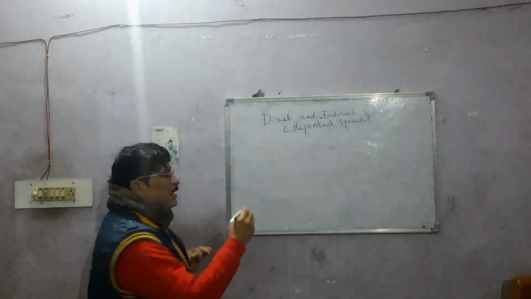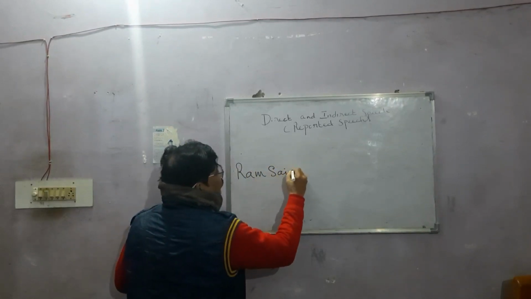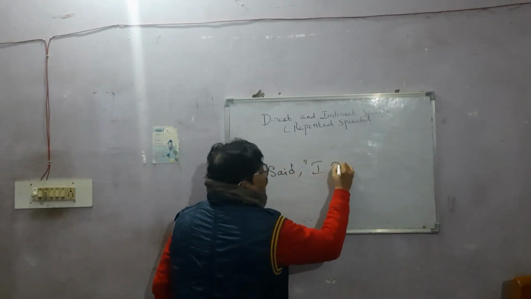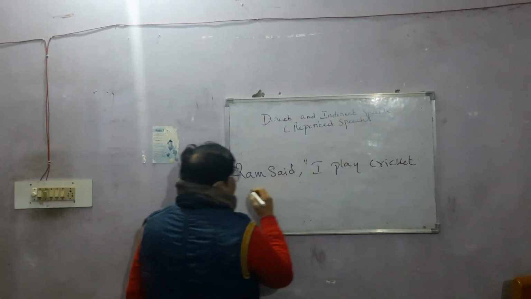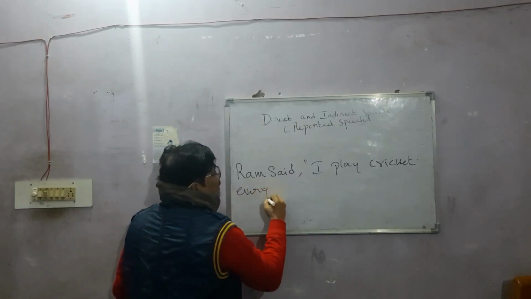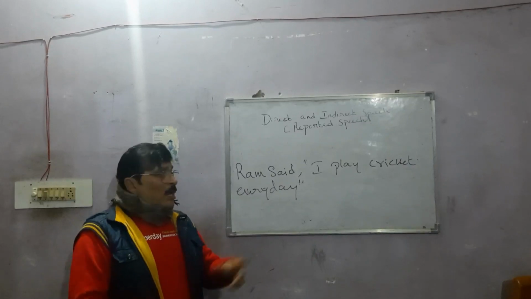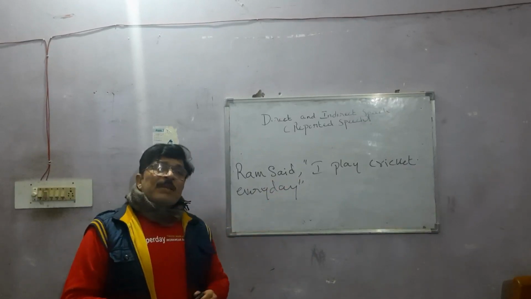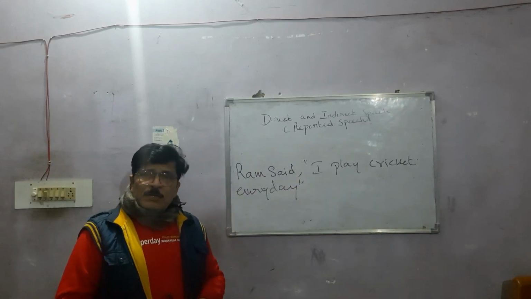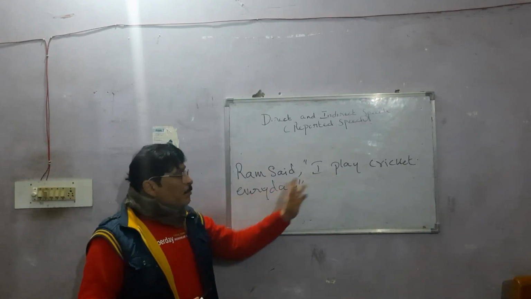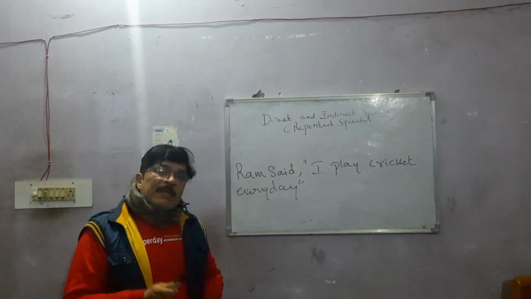I will show you a sentence. Ram said, "I play cricket every day." You see? Ram said, "I play cricket every day." Now here this sentence, "I play cricket every day," is a habitual action. And because it is a habitual action, you don't have to do anything to the tense of the reported verb. The tense of the reported verb will be the same.